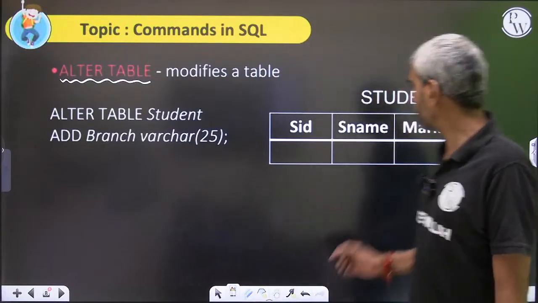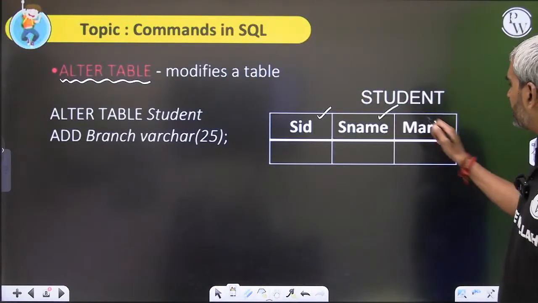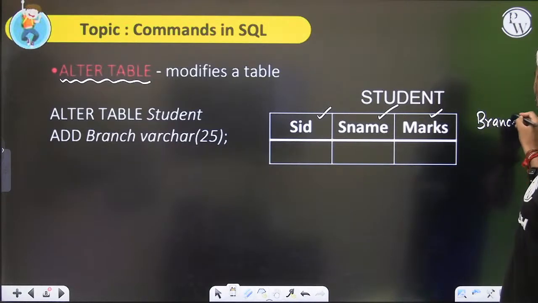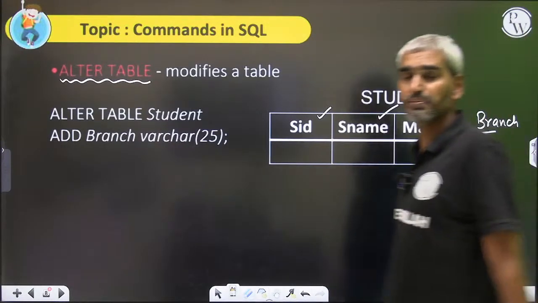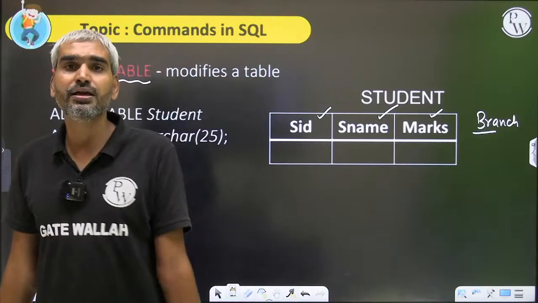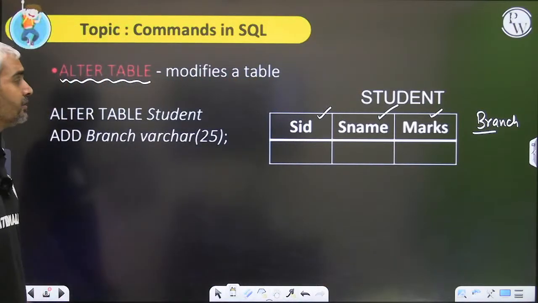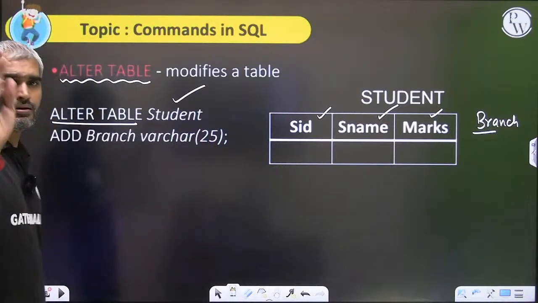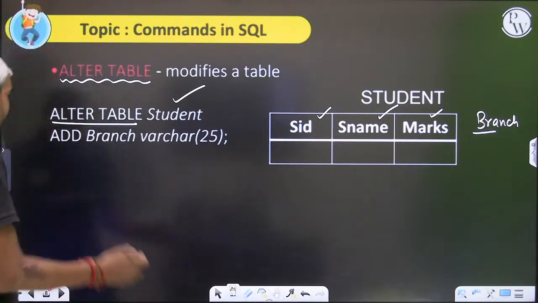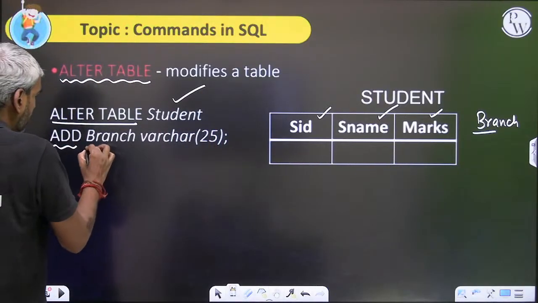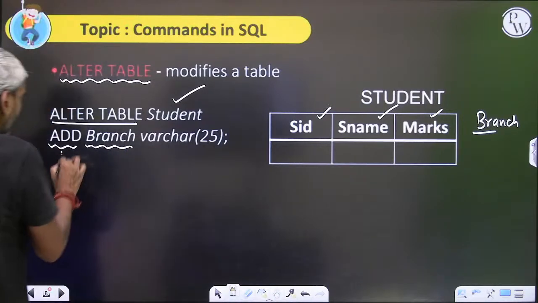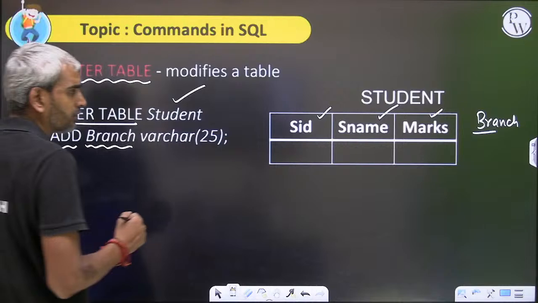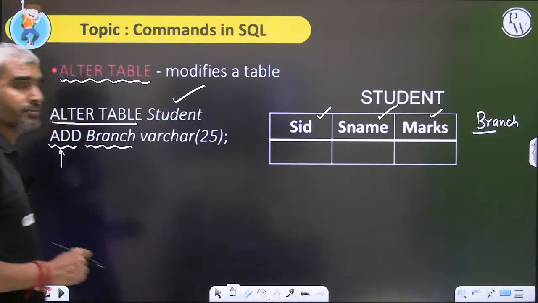Let's assume that as of now you have three attributes, SID, SNAME and marks, but if you require a new attribute branch in this particular database table, then you will alter the structure of the table by using the alter table command. So you will alter the table student, and you will add a new attribute. Add is for insertion. If you want to delete, then you will define the name of that particular attribute to delete, right?